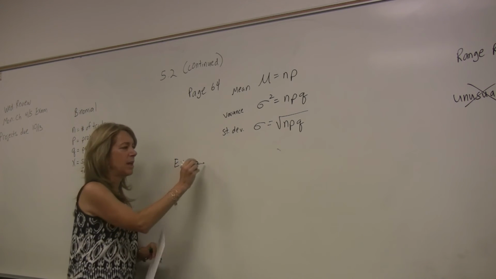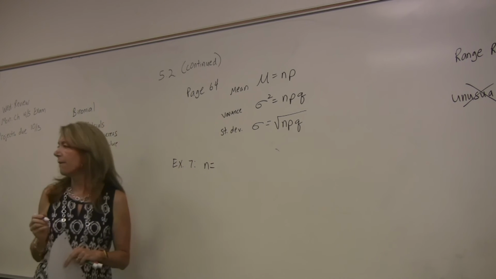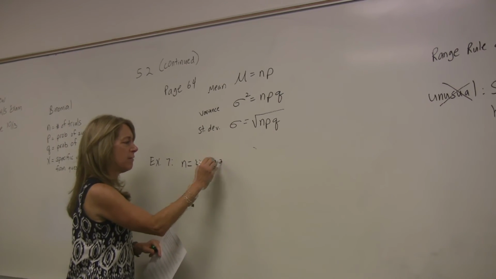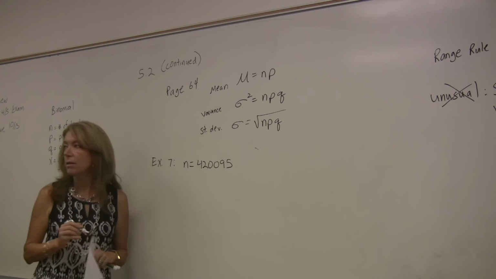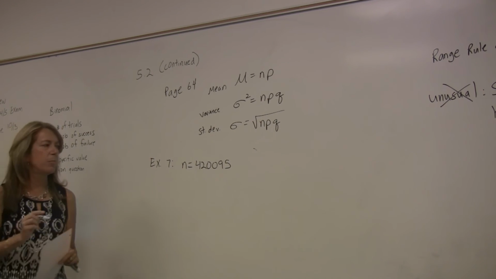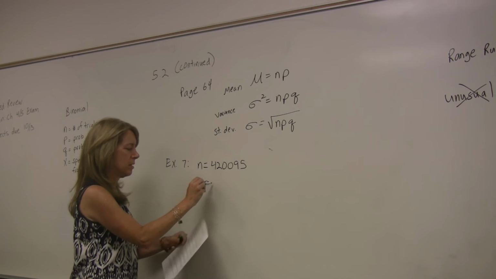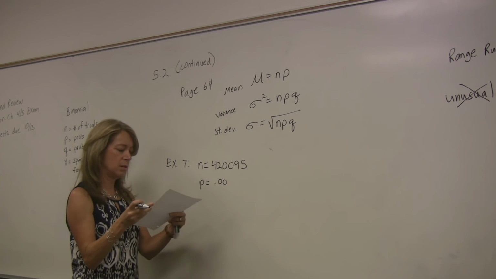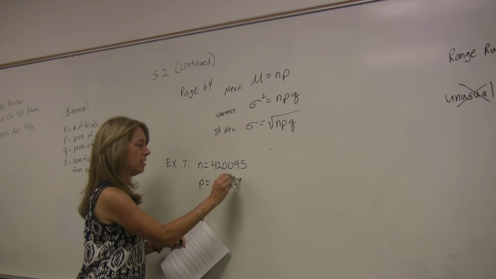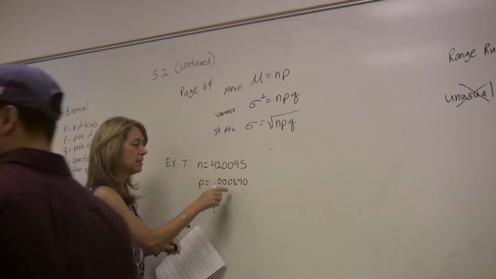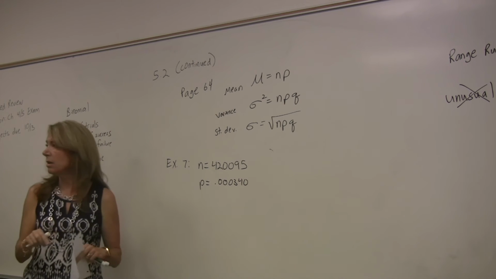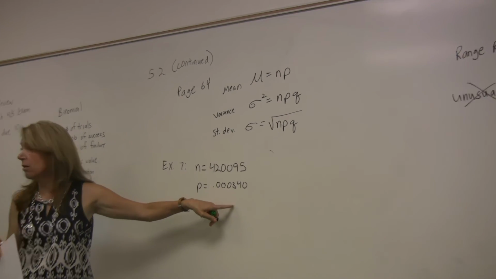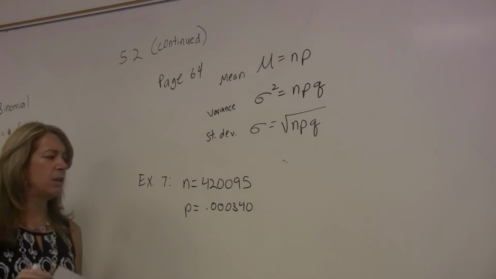Let's make sure we know what everything is. What's n in this case? That's 420,095. That's our n. What's our p? 0.0000340. It's a very tiny probability. Really unlikely that any one person will get this kind of cancer. That's good to know. What's q?